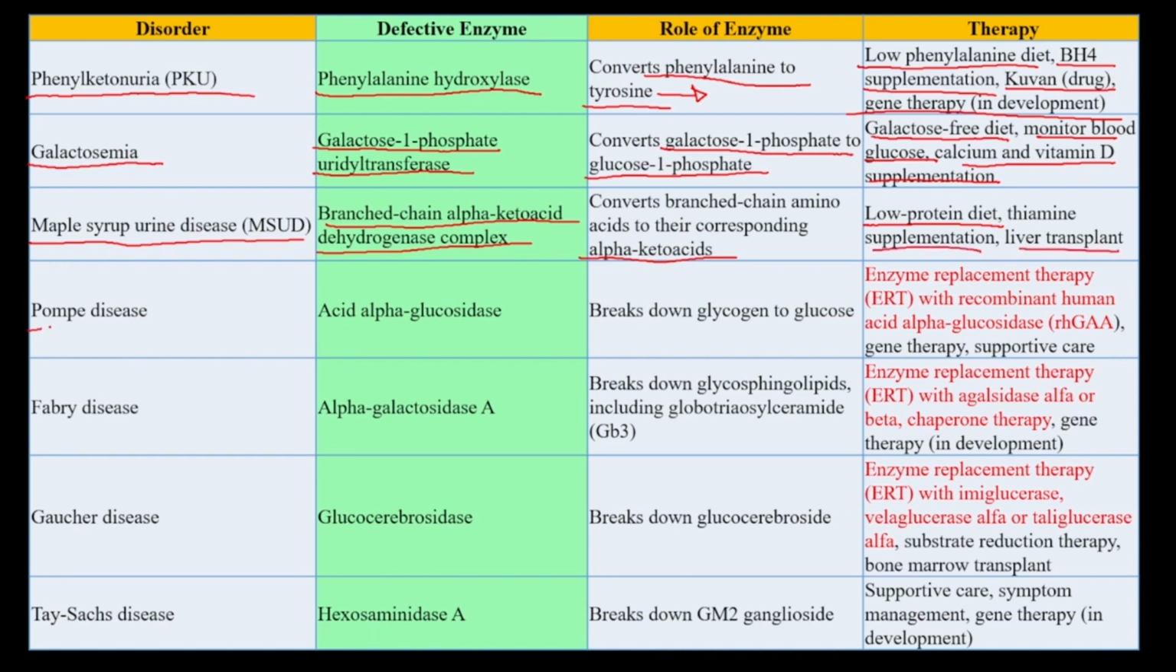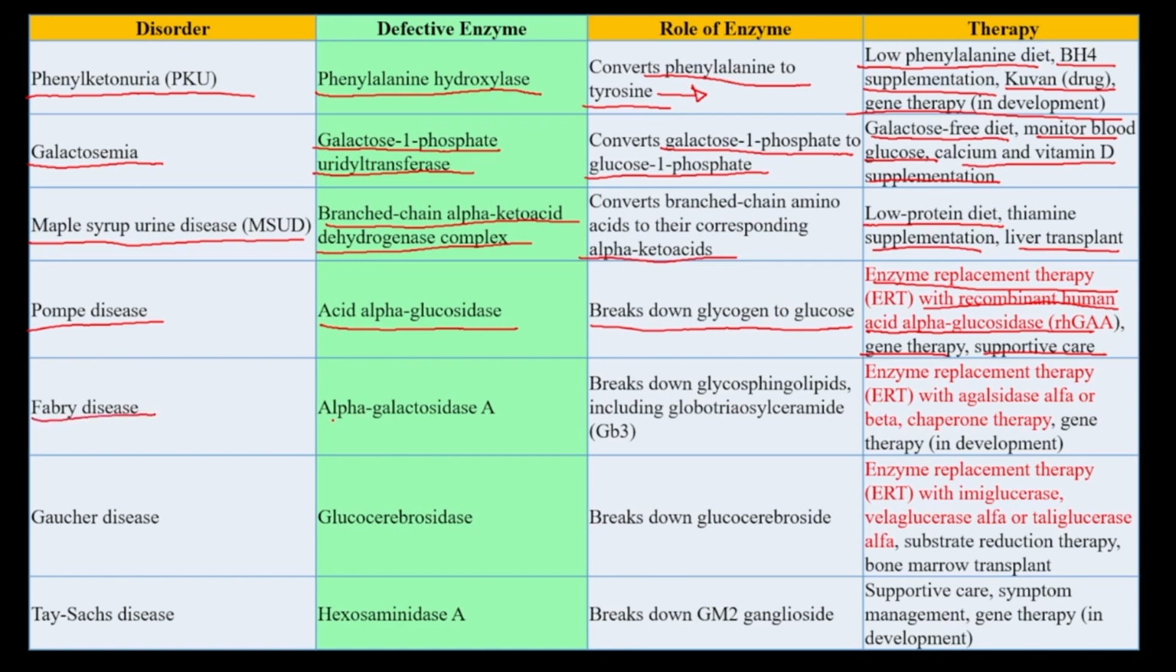Then we have Pompe disease. The defective enzyme is acid alpha-glucosidase. It breaks down glycogen to glucose, and the therapy is enzyme replacement therapy with recombinant human alpha-glucosidase, gene therapy, and supportive care.